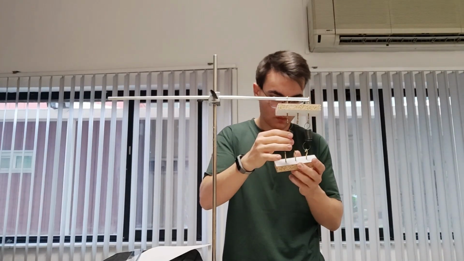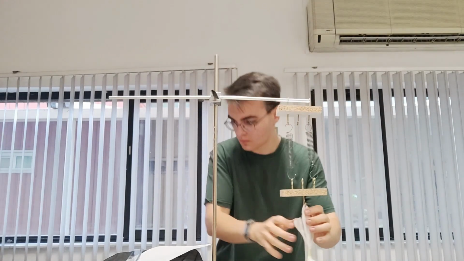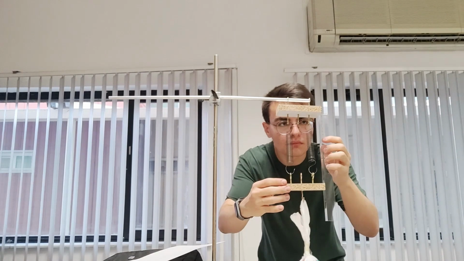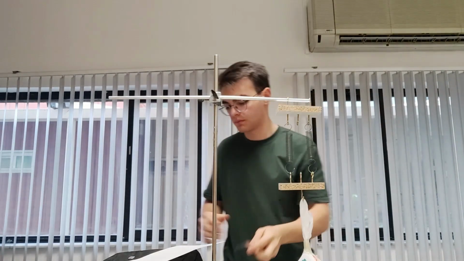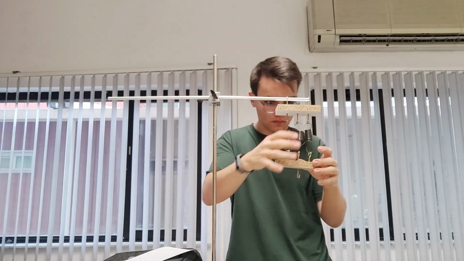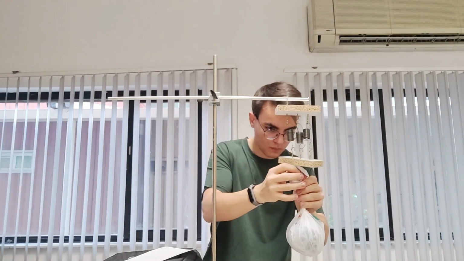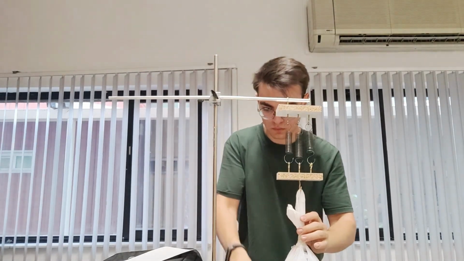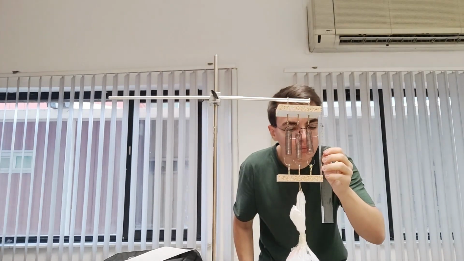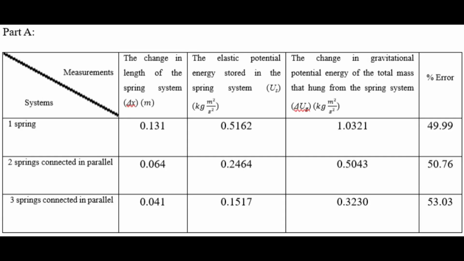I found the 2 and 3 parallel connected spring systems' spring constants by multiplying the spring constant that I found with the first system by 2 and 3 respectively. These are the results of part A.